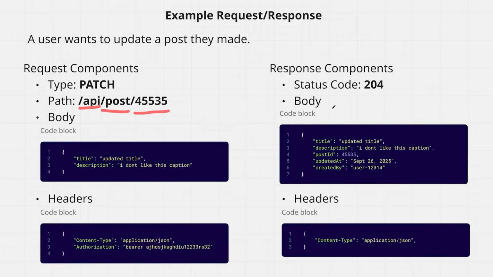And then we have some body, and this body says, hey, this is the title, this is the description, this is the post ID, this is when it was updated, this is when it was created, and it gives us that information back to the front end so we can display it to the user. We then have some headers, and in this case we say, hey, the type of data that we're returning back here is application/JSON, which is essentially just the format of this data, which we can talk about later.